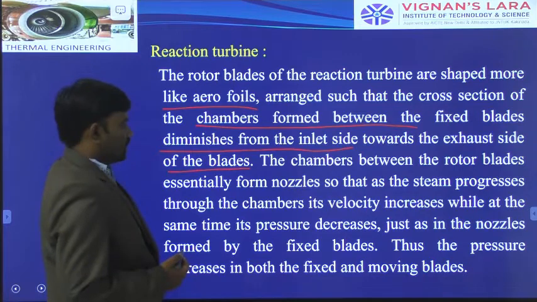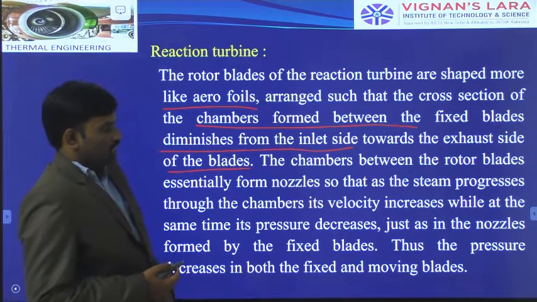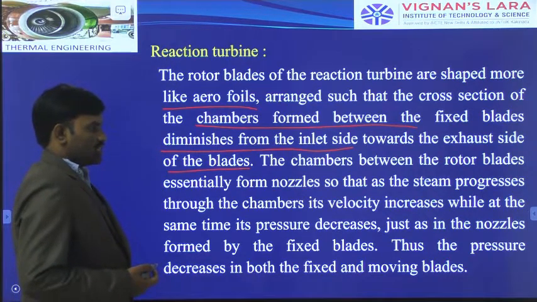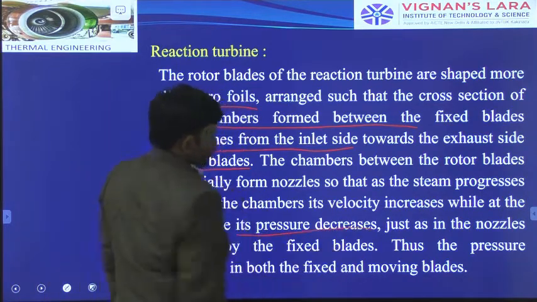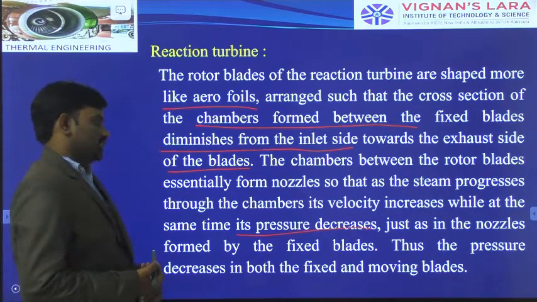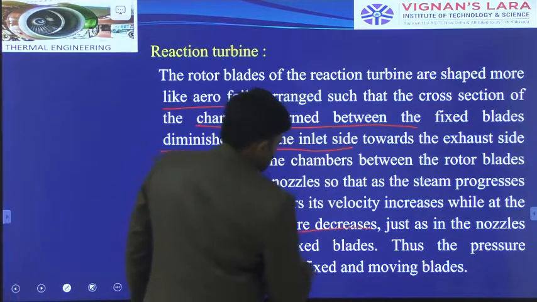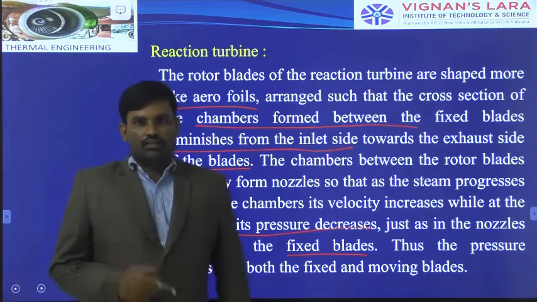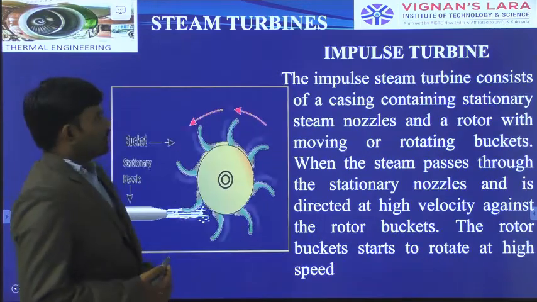The chambers between the rotor blades essentially form nozzles, so that as the steam progresses through the chambers, its velocity increases while at the same time its pressure decreases. The pressure decrease is converted into kinetic energy. That kinetic energy is directed by the fixed blades, and the moving blades utilize that energy, converting it into work output. In that manner we are generating the power output.